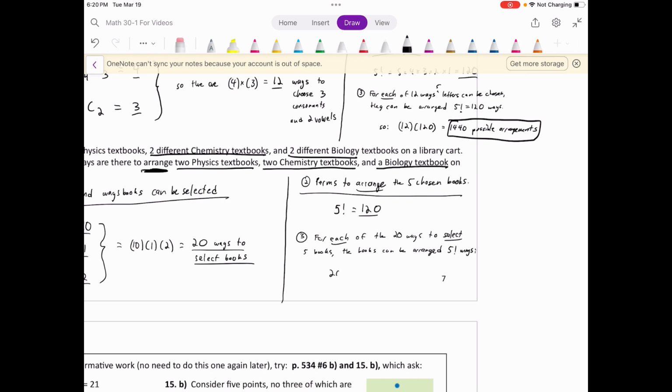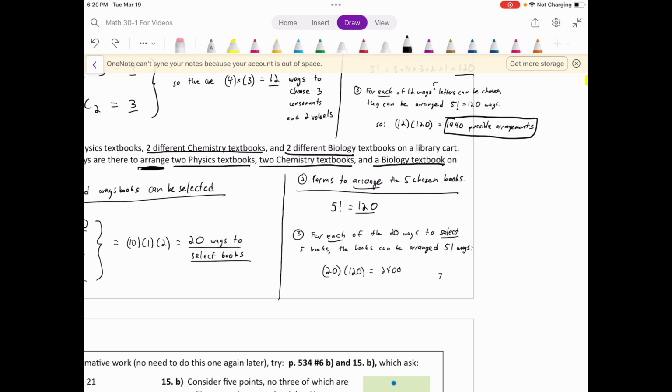So if there's 20 ways to do it, and for each of them we can arrange it in 120 different ways, then we need to do 20 times 120, 20 times 5 factorial, right? Giving us 2,400, whoops, that's too many zeros, 2,400 possible arrangements that meet these conditions. So if we want to know how many different ways we can arrange 2 physics chosen from 5 options, 2 chemistry chosen from 2 options, and 1 bio chosen from 2 options, there's 2,400 possible different ways that we could end up with those books on our shelf when order matters for the 5 chosen ones.